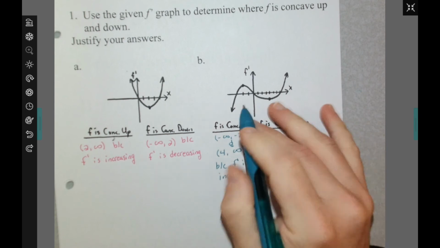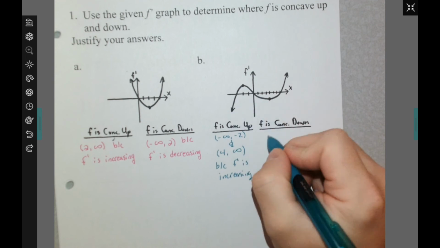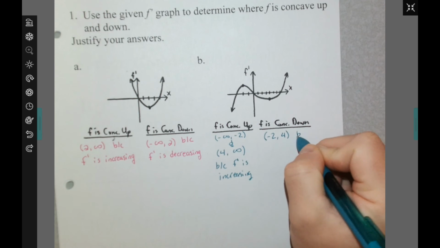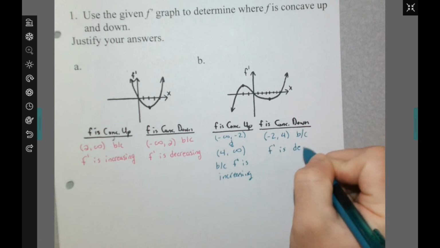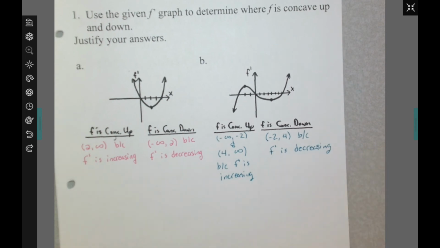And then we're going to have a concave down when the first derivative is decreasing. So from negative 2 to 4, because the first derivative is decreasing. So that's when we would have a concave down for that function.